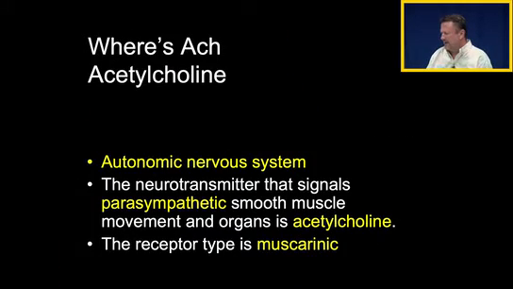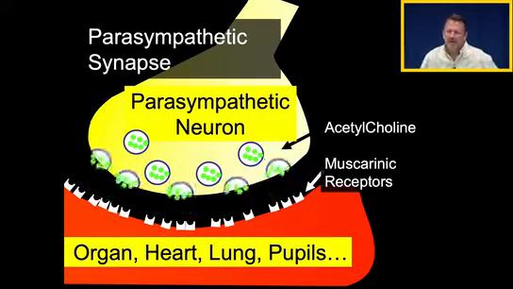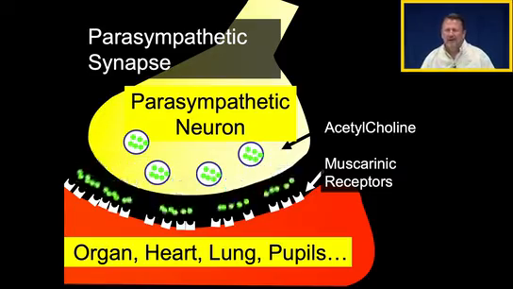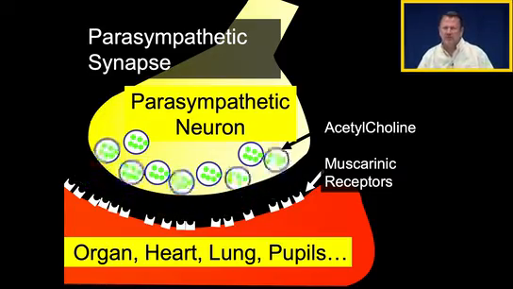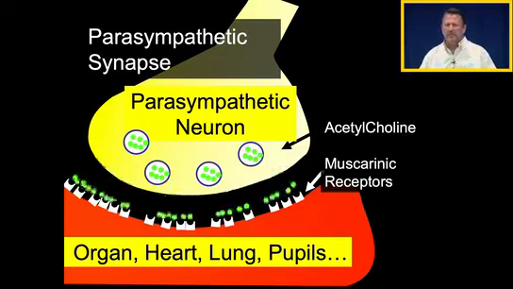All right, so again, the autonomic nervous system uses acetylcholine to signal parasympathetic smooth muscle. And again, those receptor types are muscarinic. And so here is my cartoon again, and all I've done is just change the labels, even though these are different neurons in different places. And so here's a parasympathetic neuron.